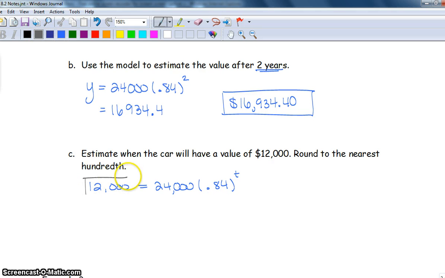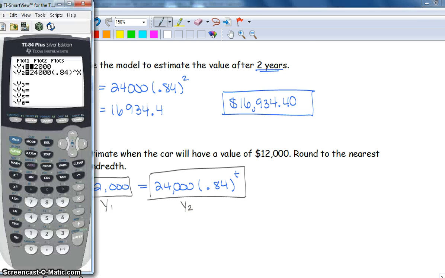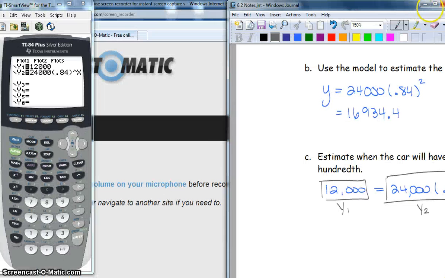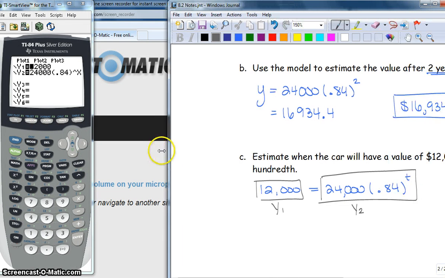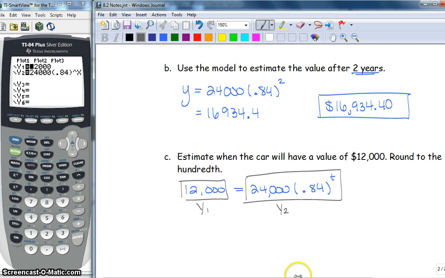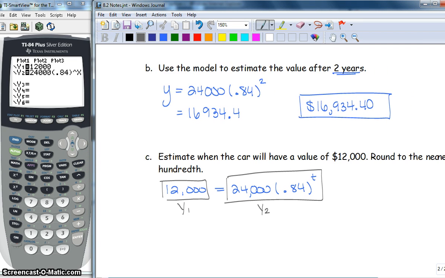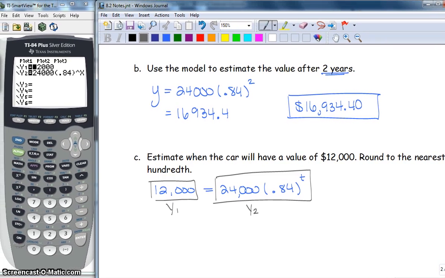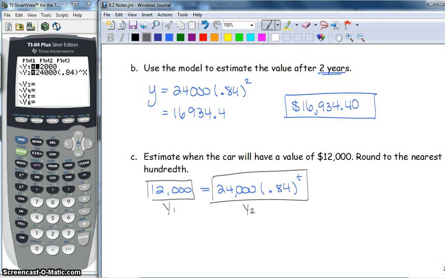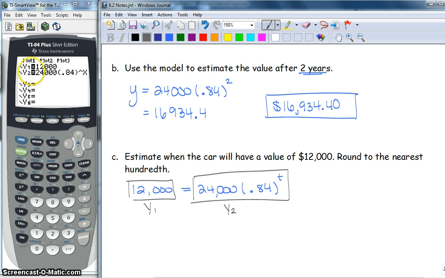And we know that we're going to put the left-hand side into y1 and the right-hand side into y2. So left-hand side in y1, right-hand side in y2. Let's look at our calculator. Okay, so you see that we have 12,000 in y1, and you see that we have the 24,000 times 0.84 raised to the x power in y2.